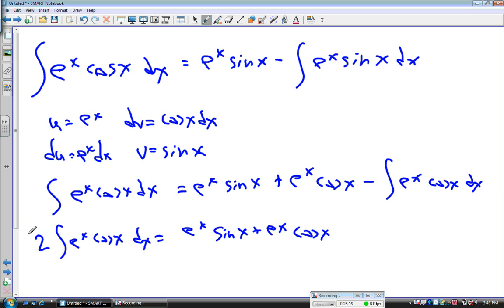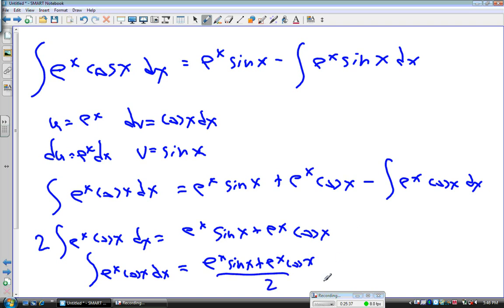So I end up with the integral of e to the x cosine x dx is equal to e to the x, you could factor out the e to the x, I guess. What is it? E to the x sine x plus e to the x cosine x over 2. Now, if this was a plus c, this could be like a plus d, but whatever. Some other constant. And that's all she wrote, folks.